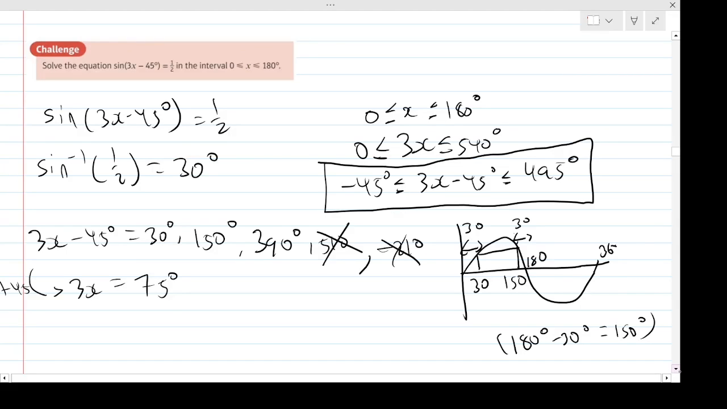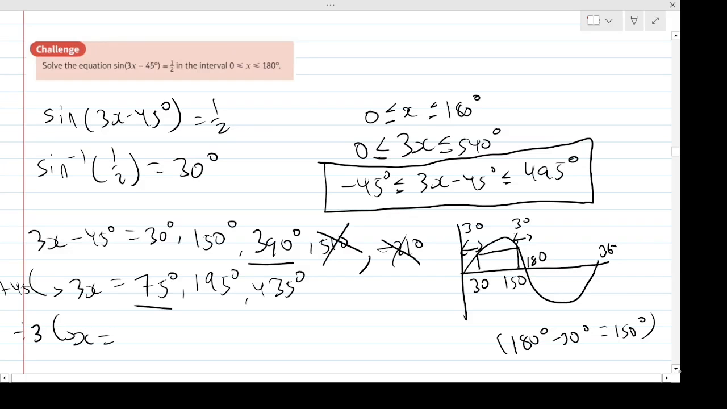And then if I add 45 onto 150, I get 195. Then if I add 45 onto my final answer, 390, I then get 435. Cool. So that's 3x then. So lastly, to get x, I need to divide everything by 3. So then I get x.